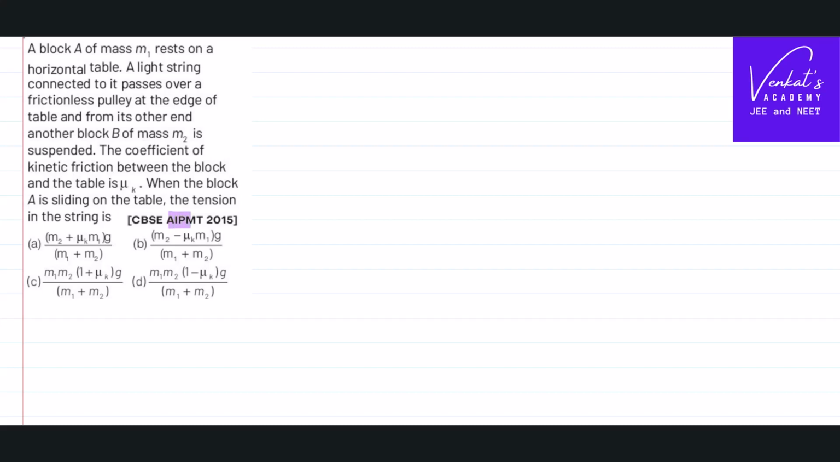This is an AIPMT 2015 question from friction concept. The problem is like this. A block A of mass m1 rests on a horizontal table. Light string is connected to it, passes over a frictionless pulley at the edge of the table, and from that another block of mass m2 is suspended. Let me stop there. It's a very long sentence. Let me explain what he has given for you.